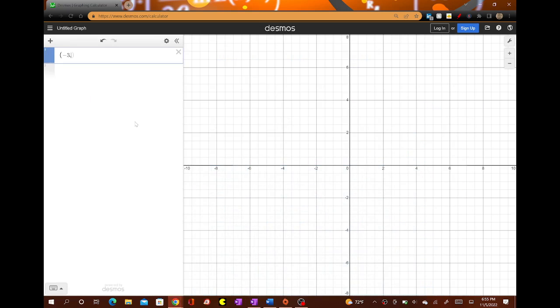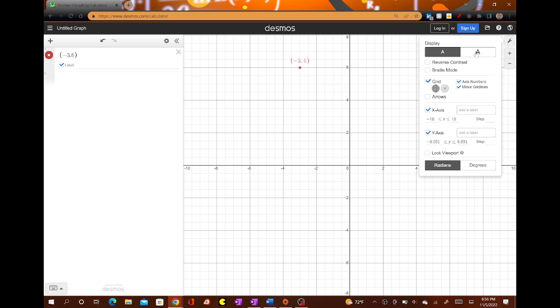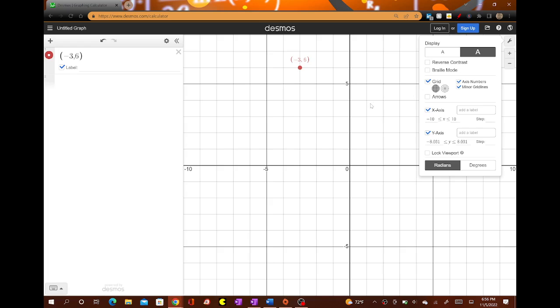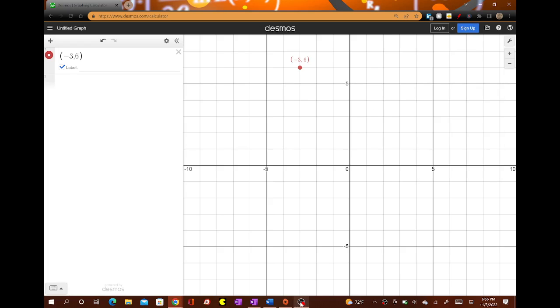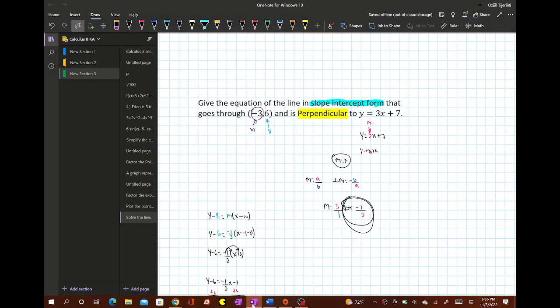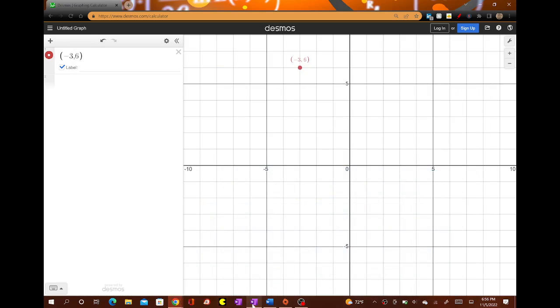So negative 3, 6. Okay. And I'm going to go ahead and label it as well so that you guys can see it. And let me kind of just do like that. Okay. And then it says is perpendicular to y equals 3x plus 7. So let me graph y equals 3x plus 7, okay?